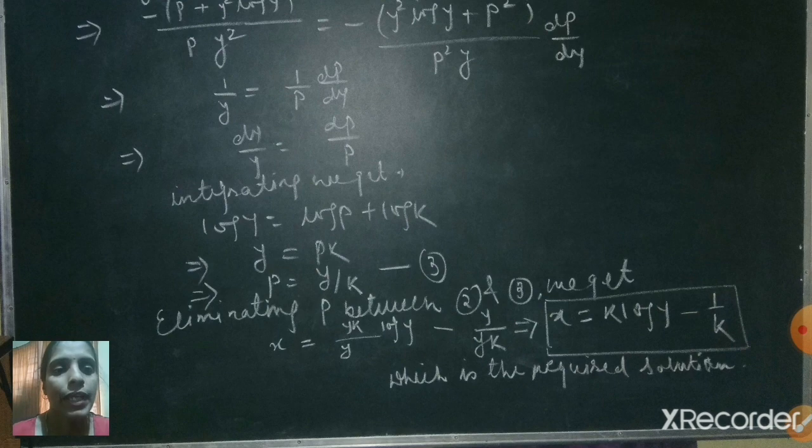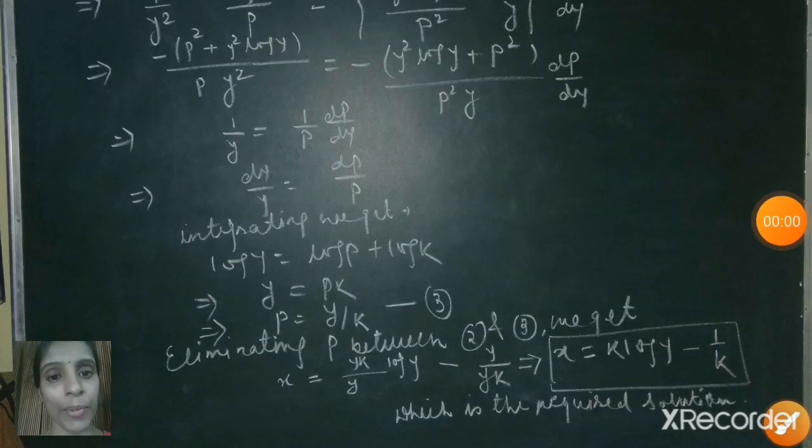Okay, and this implies x equals k log y. y and y get cancelled from the first term, so we have k log y, and in the second term y again gets cancelled, so we have minus 1 by k. So we get the final result as x equals k log y minus 1 by k.